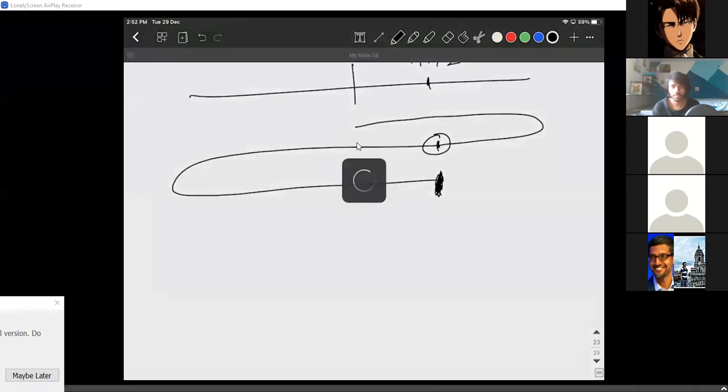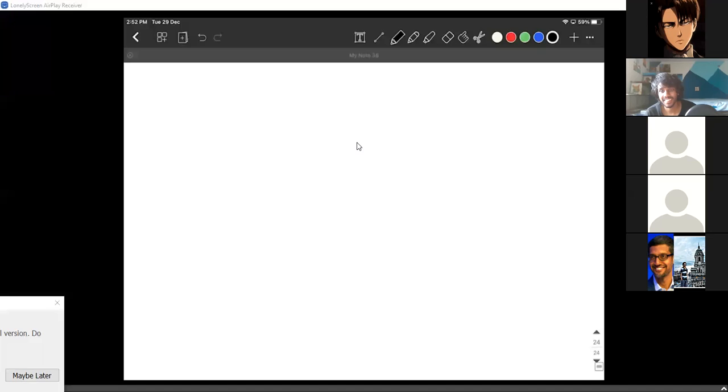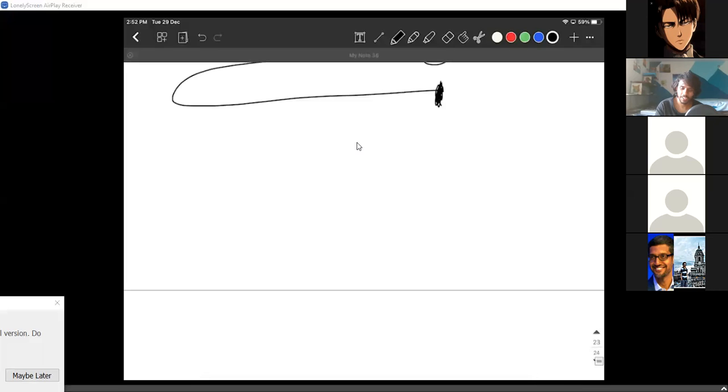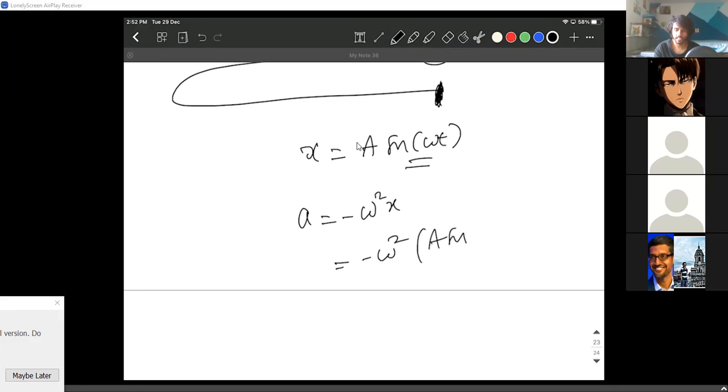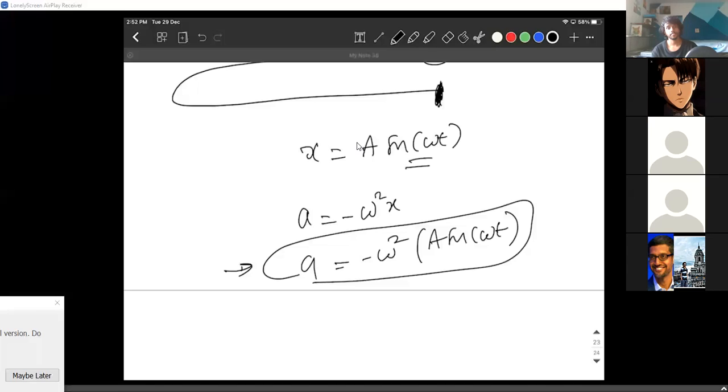Sir, one small doubt. Do we have a relation relating acceleration and time? Yes, you have x equals a sine omega t, right? So acceleration equals minus omega square x, right? I put x here, so I have the equation for acceleration also. Happy?